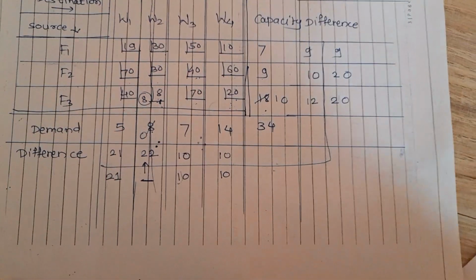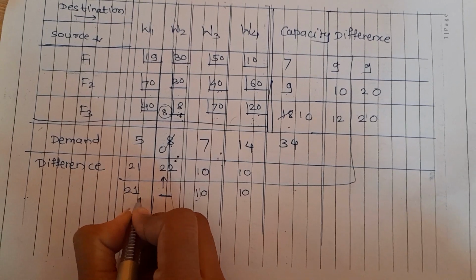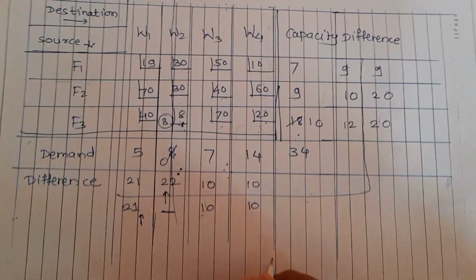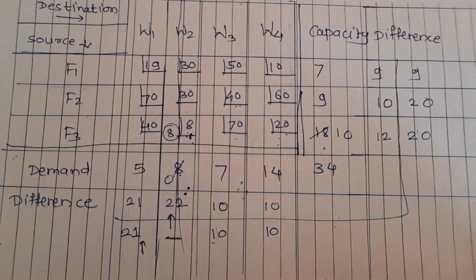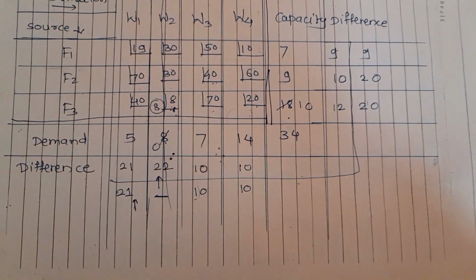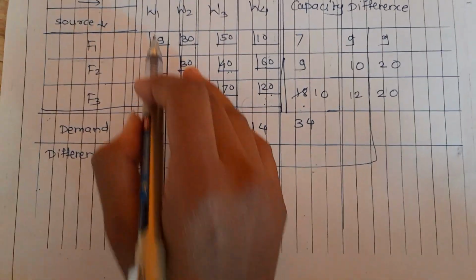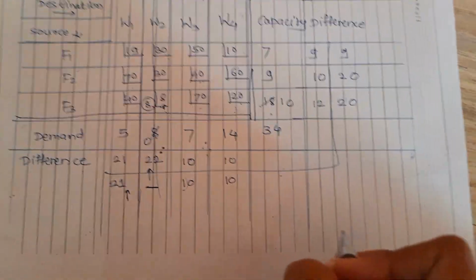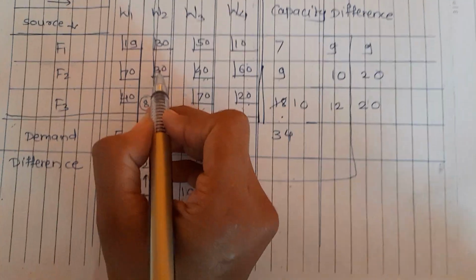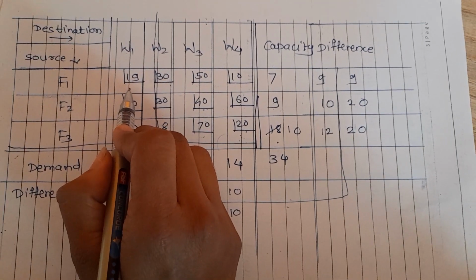Which difference among them is the largest? 21 is the largest difference, which is from the first column. Right. Therefore our next allocation is in the first column. Now among 19, 70 and 40, which cost is minimum? 19 is our minimum cost, therefore our allocation is placed at the 1 1 position.